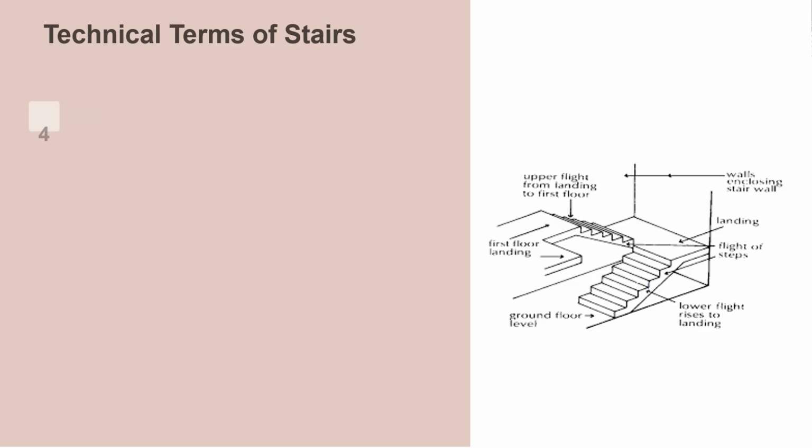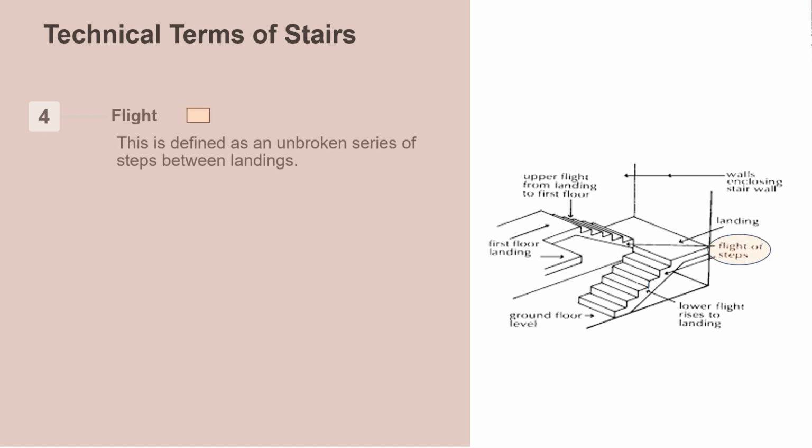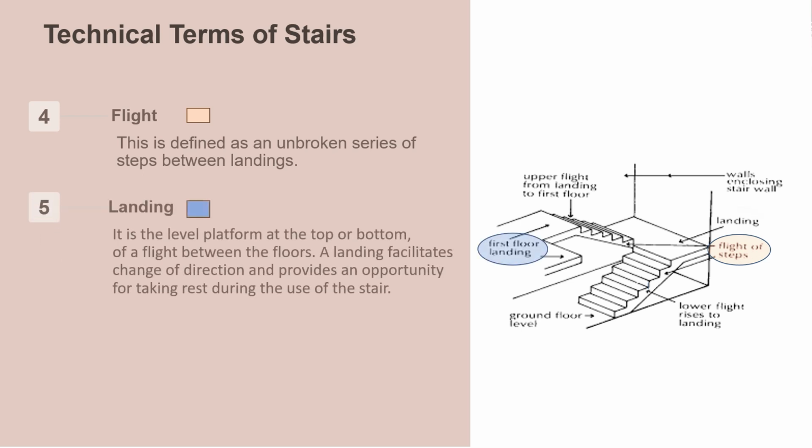Then comes the flight. A flight is a continuous series of steps without any landing in between. Think about the stairs in a multi-story building. The section that goes straight from one floor to the next without stopping is a flight. Landing. This is a flat area at the top or bottom of a flight of stairs, or between flights. Picture a shopping mall staircase. The landing is where you can pause, rest or change direction.